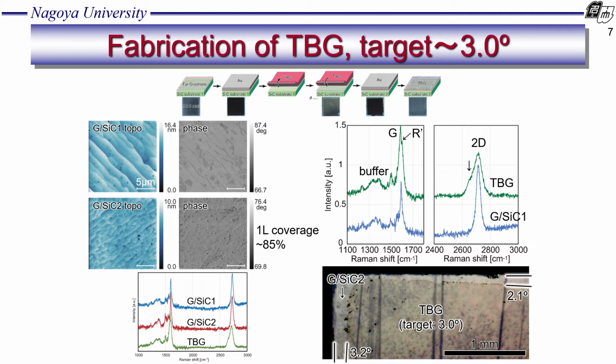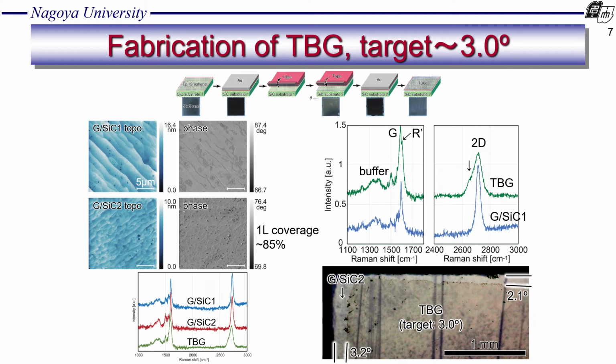Here are the results of twisted bilayer graphene with a target angle of 3.0 degrees. The left images are atomic force microscope images of two graphene samples before transfer. In the phase image, bright areas correspond to the monolayer graphene region, and its coverage was about 85%. In these two samples, we exfoliated the upper graphene, and transferred it onto the lower graphene.